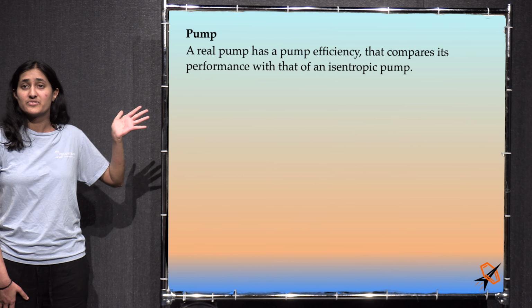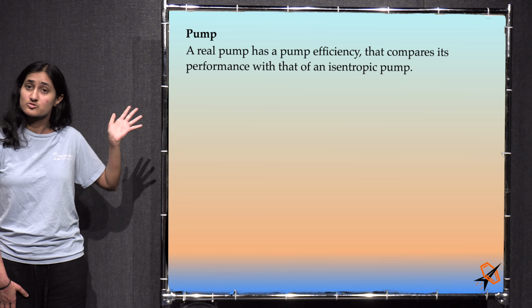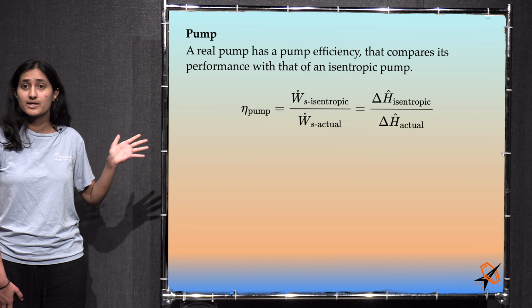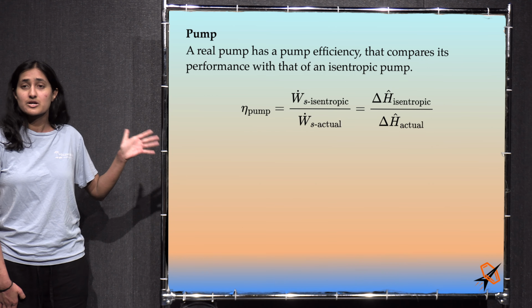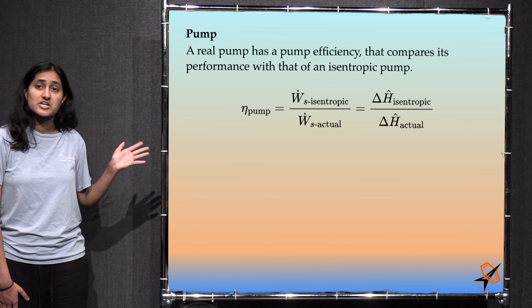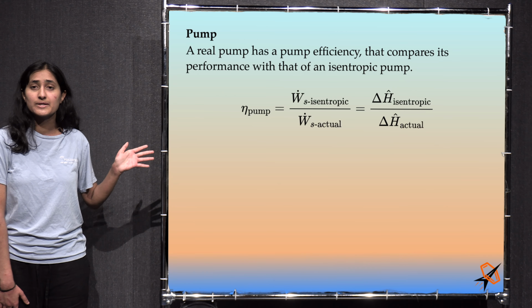A real pump has a pump efficiency that compares its performance with that of an isentropic pump. The pump efficiency again is the isentropic work divided by the actual work, because you have to put in more work to increase the pressure of something in the real case than you do in the isentropic case. It's also the isentropic change in enthalpy divided by the actual change in enthalpy.